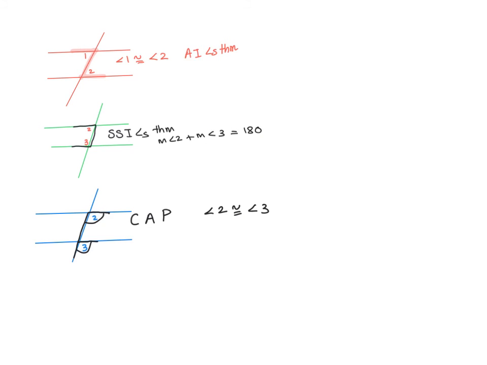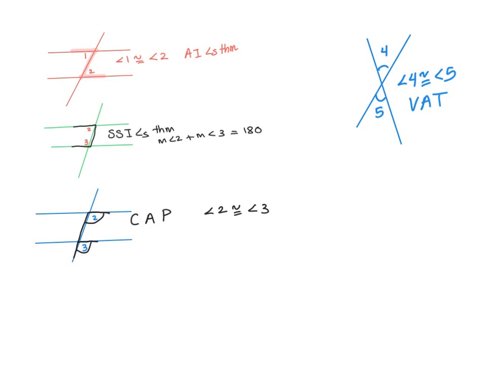Now other things that we have learned in the past is that if we have an X, then the angles that are vertically opposite from each other are called vertical angles. So let's say if this is 4 and 5, I can say that angle 4 is congruent to angle 5. And these are vertical angles. And we call this theorem the vertical angle theorem, so VAT.